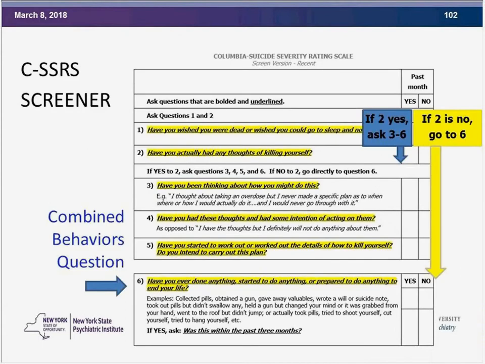So this is what the screener 6 questions looks like. It has the same first 5 questions, as you can see from the full version, but then the behavior question is all 4 behaviors combined into a single question. So it says, "Have you ever done anything, started to do anything, or prepared to do anything to end your life?" And it has examples of all 4 behaviors.